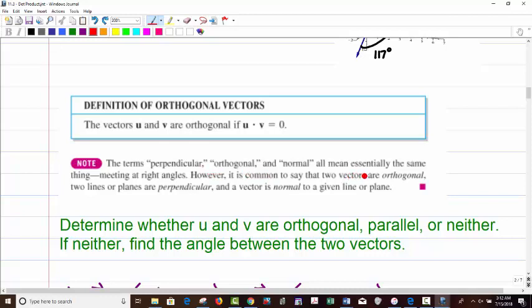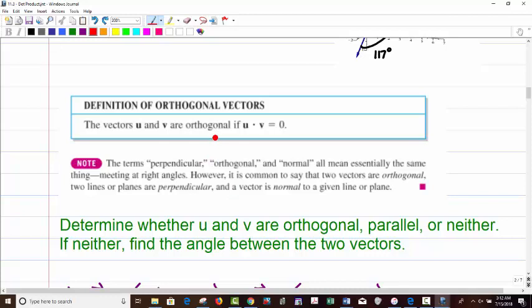So here they're kind of saying, you say vectors are orthogonal. Two lines or planes are considered perpendicular. We'll talk about that later. And then we say a vector is normal to a given line or plane. So they're kind of interchangeable terms somewhat, but it just all means 90 degrees.